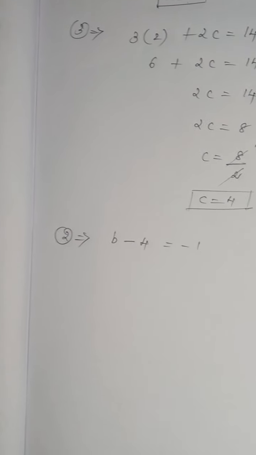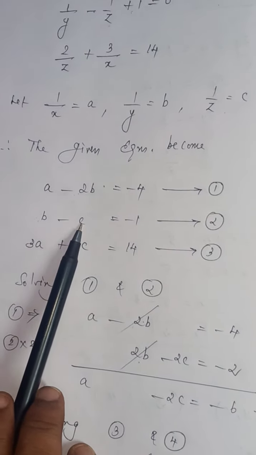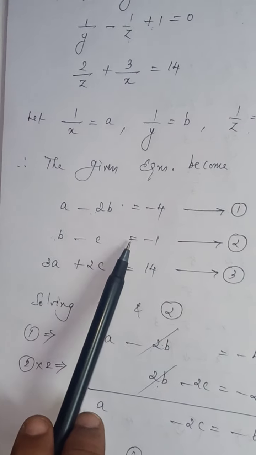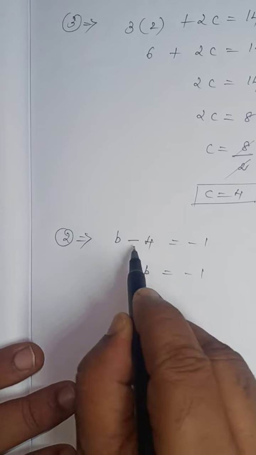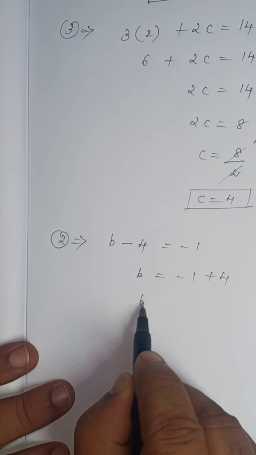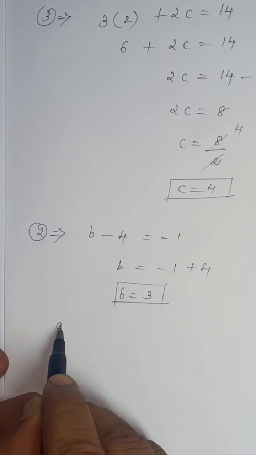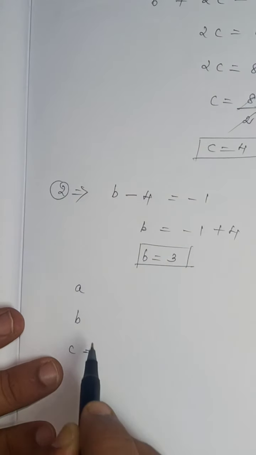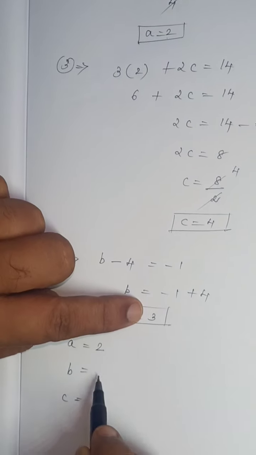Once again, look at that. b written as it is, minus, substitute the value of c. c is equal to 4. That is equal to minus 1. b equals minus 1, minus 4 comes to the right hand side as plus 4. b is equal to 4 minus 1, which is 3. Now we have the values of a, b and c. a value please, 2. b value, 3.